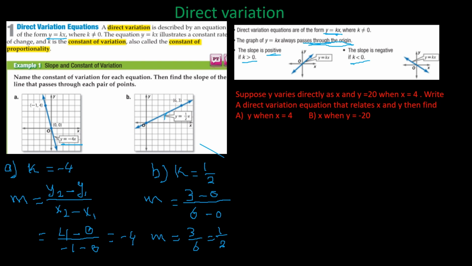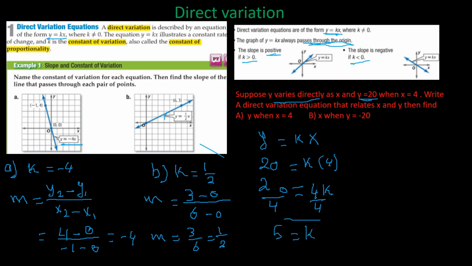Let's take this example. Suppose y varies directly as x. From the first statement, y varies directly as x, so we have y equals kx. Then y equals 20 when x equals 4, so 20 equals 4k. To find k, we divide by 4 on both sides. So 20 divided by 4 equals 5. So k equals 5, or the constant of variation is 5. Now rewrite the equation using the constant of variation: y equals 5x.